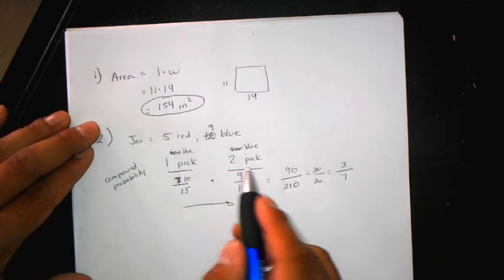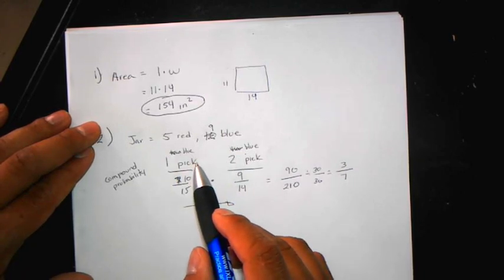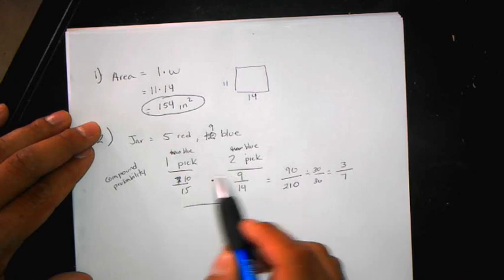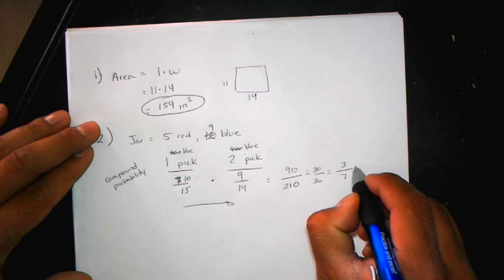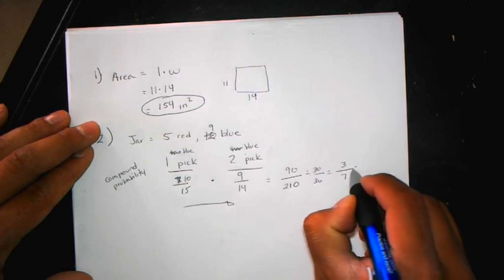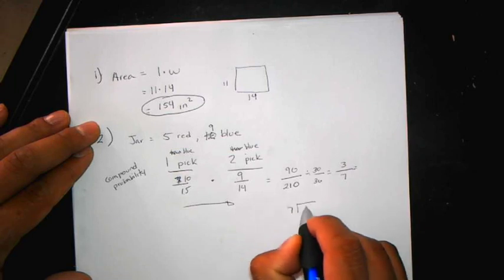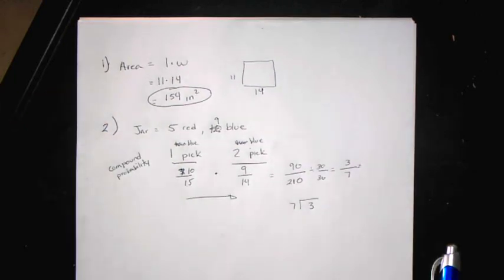So the combined probability of picking out a blue one on the first try and then a blue one on the second try without replacing it is 3 out of 7. And I'm going to turn that into a decimal by dividing. So go ahead and do that real quick on your own.